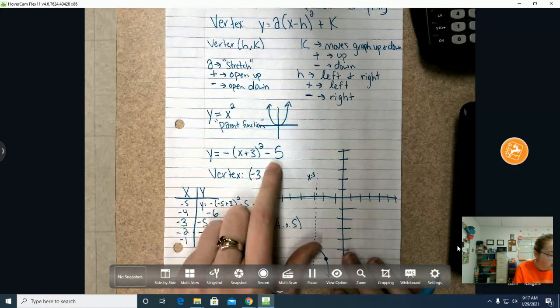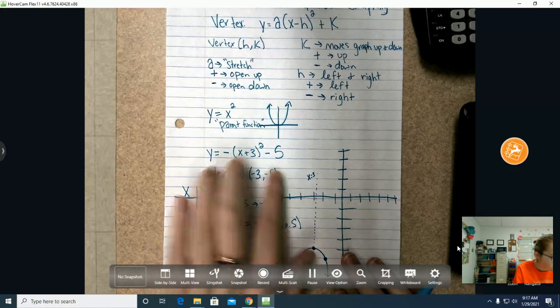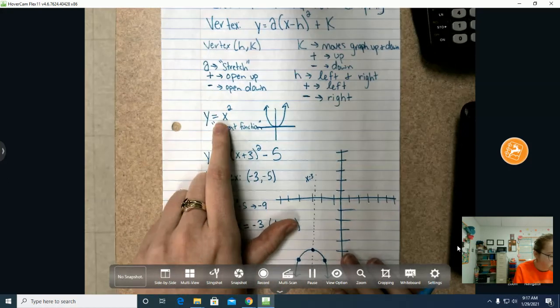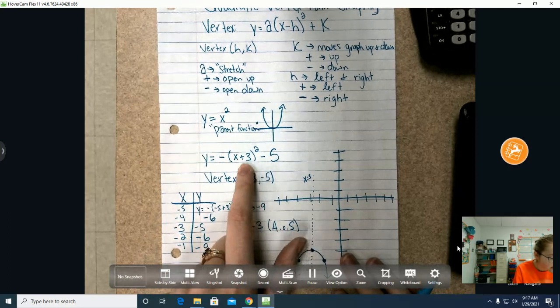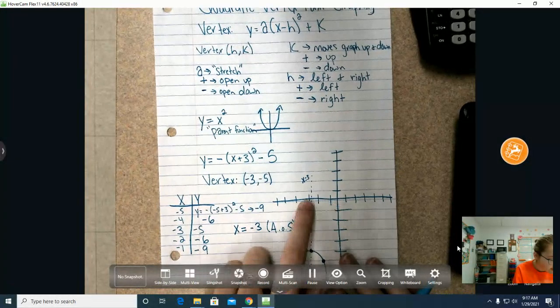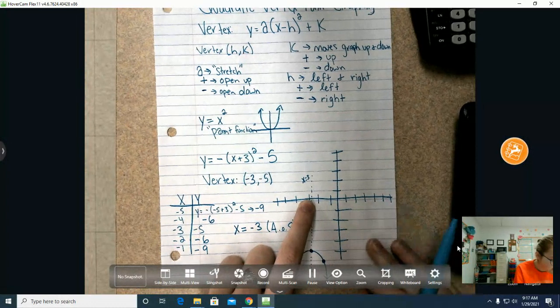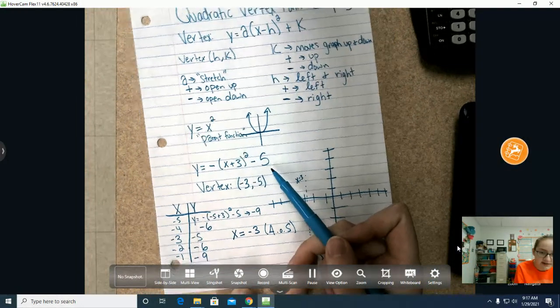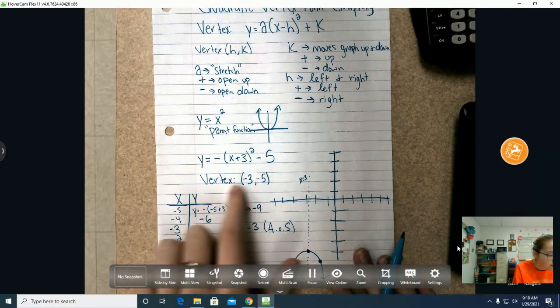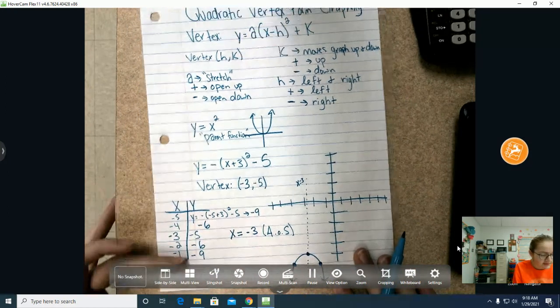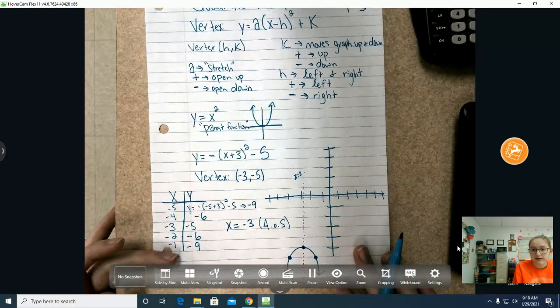But if you know your vertex, or if you don't even know your vertex but we have our parent function, we know that this is going to go to the left 3, 1, 2, 3. It's going to go down 5 because our k is minus 5, and it's going to open downwards. So this helps us sketch it. This helps us get it very accurate. Both are very, very useful.